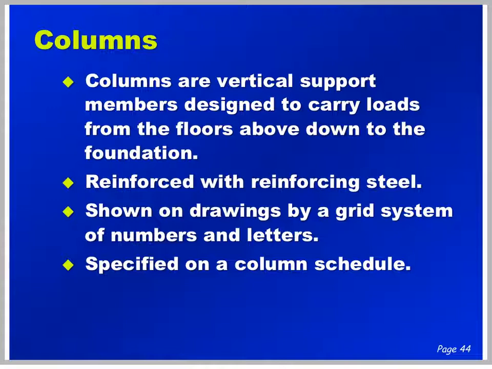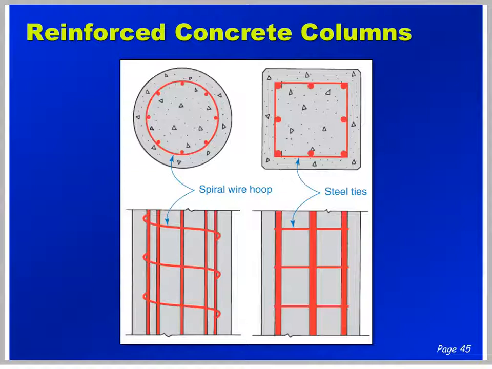As discussed earlier, columns are vertical support members designed to carry the loads from floor to floor and then on down to the foundation. They are reinforced and are located on a grid system called column lines. The information about them can typically be found in a column schedule. Columns are typically round or square with an occasional rectangular shape. The reinforcing steel will be banded together with ties as shown here in this diagram.